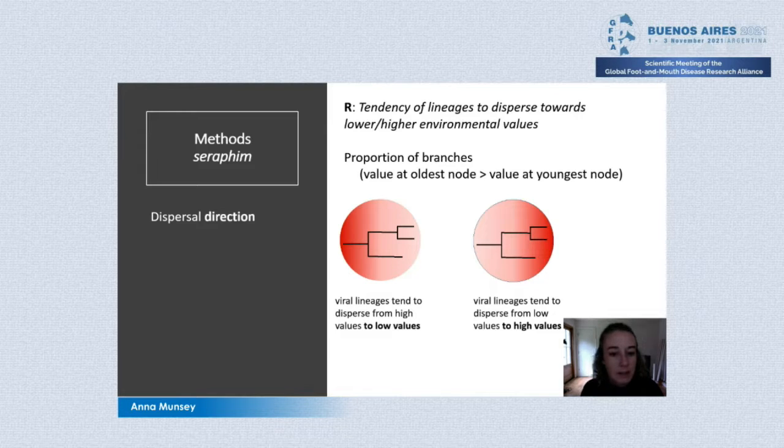The next analysis in Seraphim looks at dispersal direction. Using the statistic R, we're looking for a tendency of lineages to disperse toward certain lower or higher environmental values, so along environmental gradients. Statistically, it's the proportion of branches for which the environmental value at the oldest node is higher than it is at the youngest node. So do lineages tend to disperse from high values to low values, or vice versa, from low values to high values?